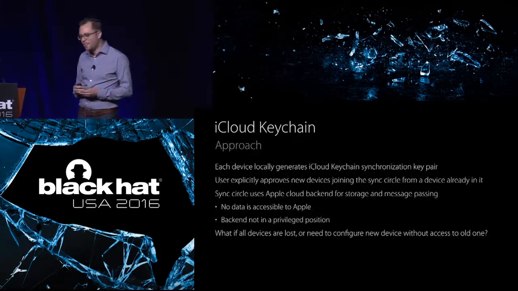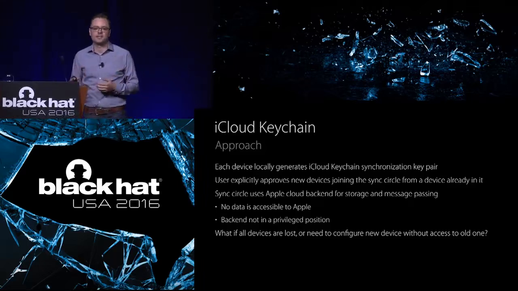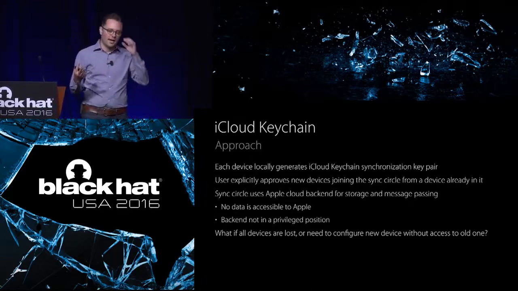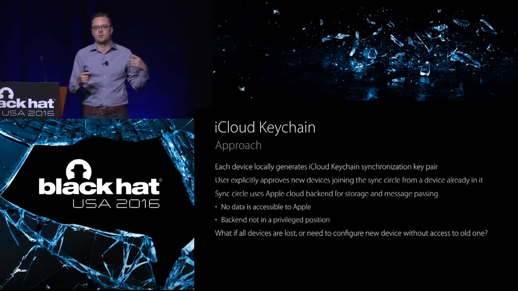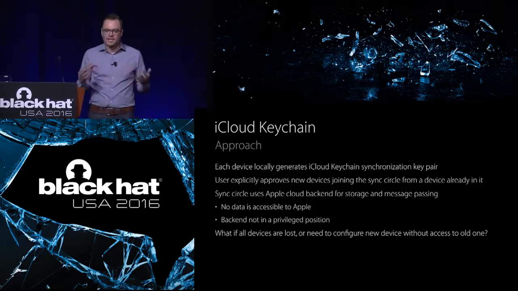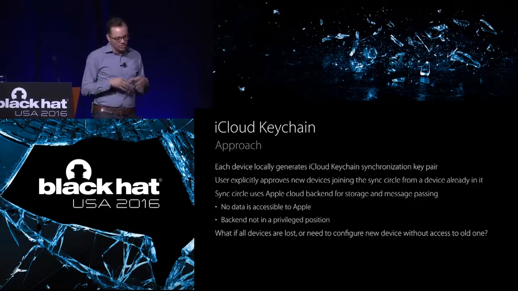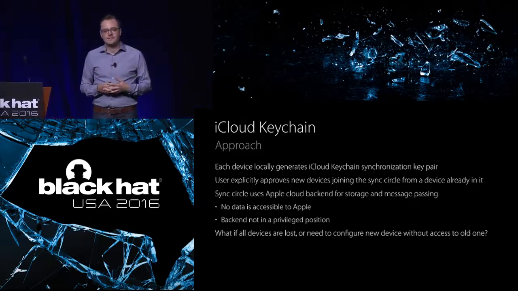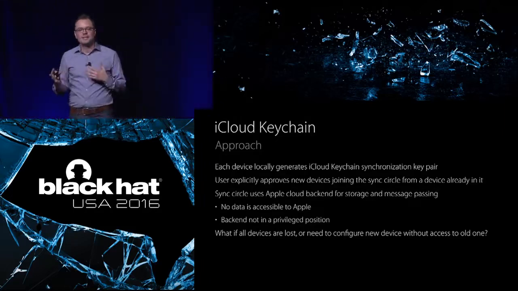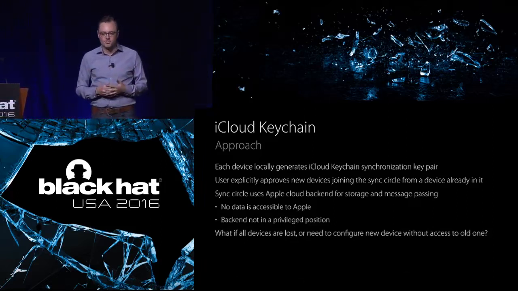So here's how we approach this. With iCloud Keychain, we have every device that participates generate an iCloud Keychain synchronization key pair. This is a strong key pair. And when a user has a new device that they want to have receive their secrets, they actually have to explicitly approve it from a device that they already started with. And once that happens, the devices can start receiving all of the rest of the secrets. Now, the way this synchronization circle works is it uses the Apple Cloud backend for message passing and for storage, but the backend is in no way in a privileged position because, again, this is protected by what was a locally generated strong key pair.